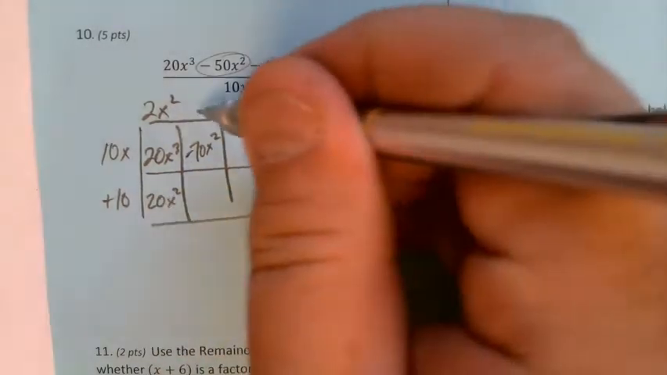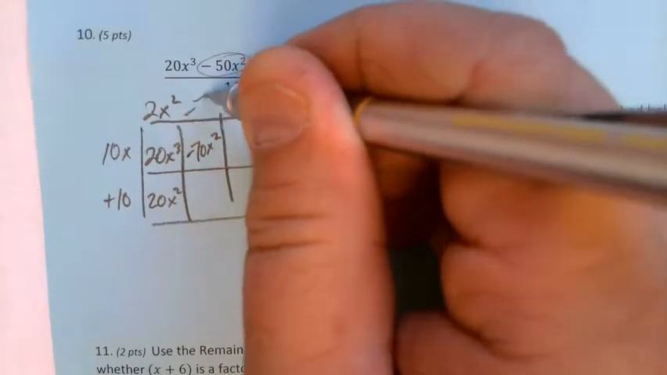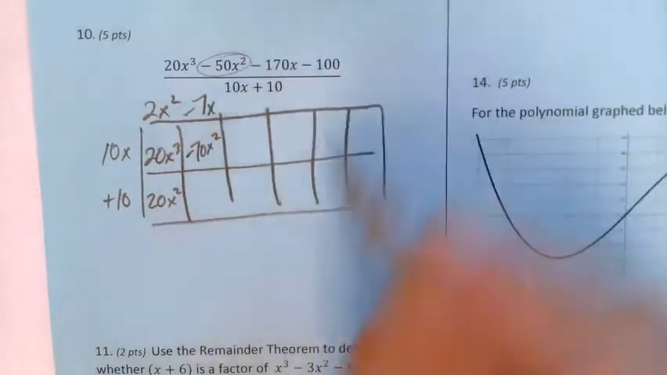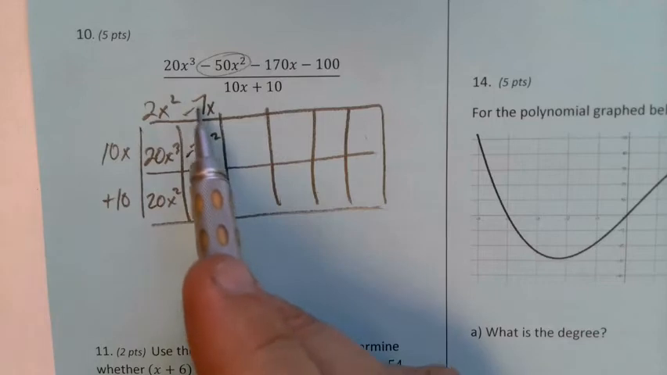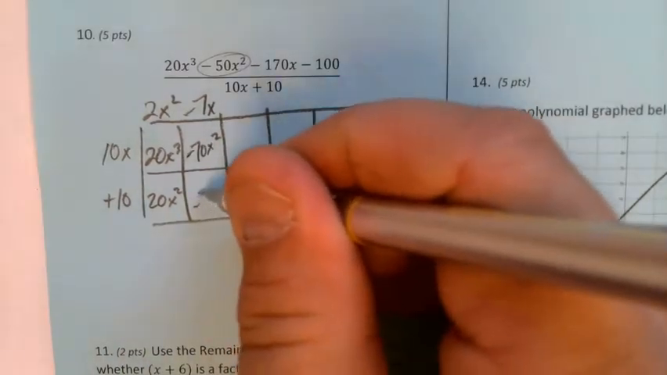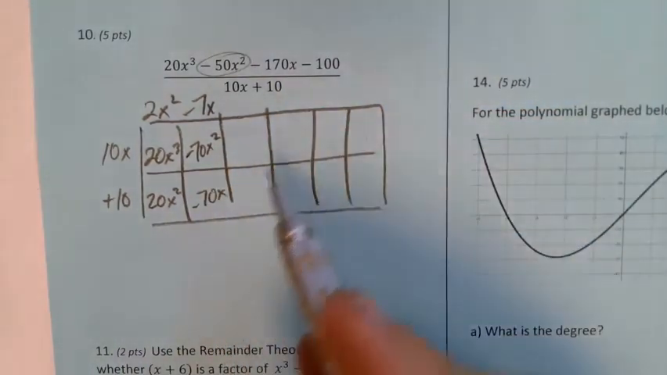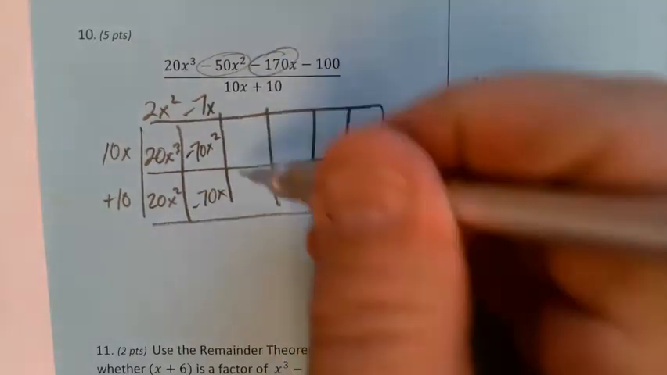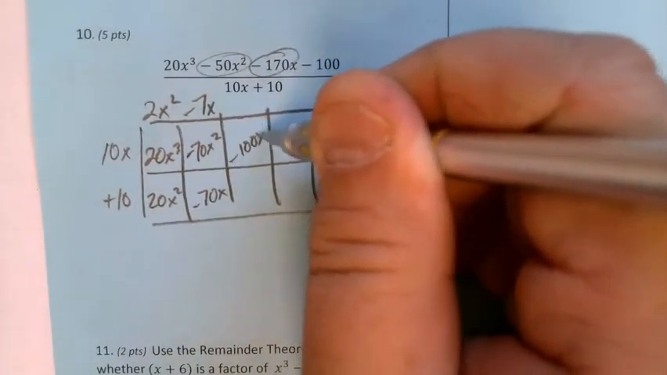Negative 70 divided by 10 is negative 7x. Yeah, x squared divided by x. Here we go. Negative 7x times 10 is negative 70x. So I've got negative 70x. I need negative 170, so I need a negative 100 more.